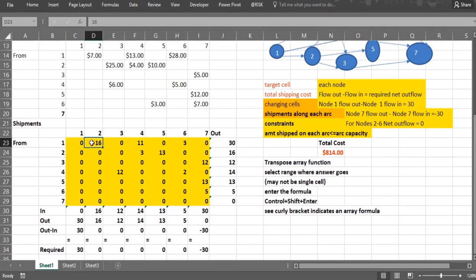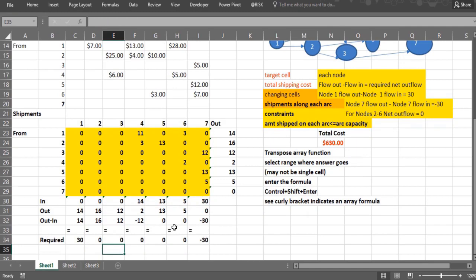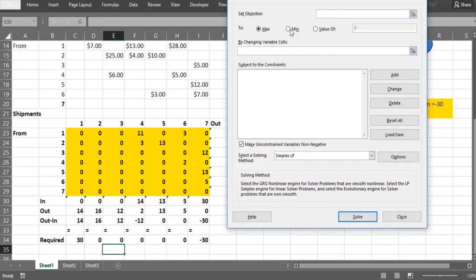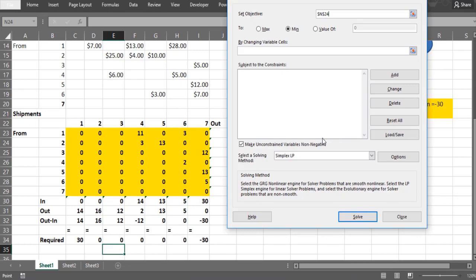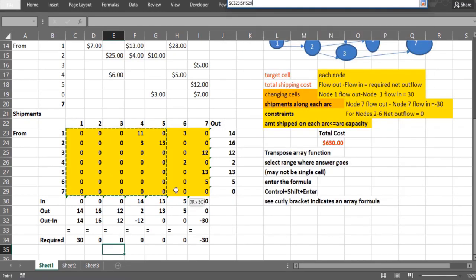Make this a 0, for instance, and this is 0. That's clearly the wrong answer, because the flow out minus flow in doesn't equal what we need, but it's cheaper cost, but it's not right. Okay, so we want to minimize the total shipping cost. That's right there. We want to change this right here.